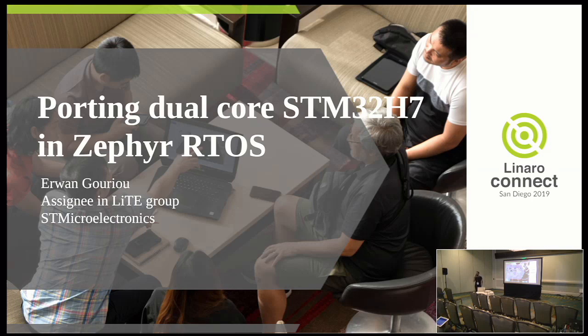I'm working for ST Microelectronics, sorry, and I'm working as an assignee in the Light group. This session is about how to port the STM32H7 dual core in Zephyr. So how it has been done today and what is coming next and maybe what is missing.